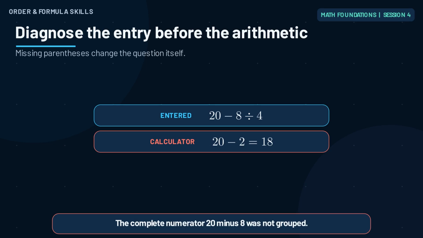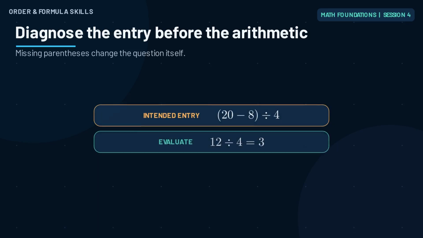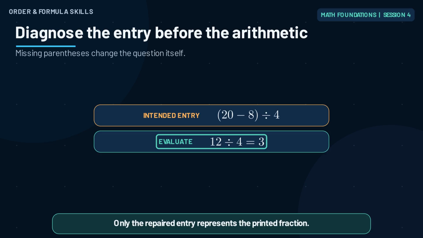Enter the quantity 20 minus 8, divided by 4. The group subtraction gives 12, and 12 divided by 4 is 3. The first wrong step was not arithmetic. It was the missing pair of parentheses that changed the expression before calculation began.